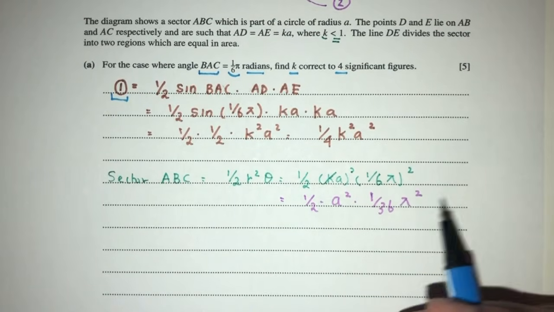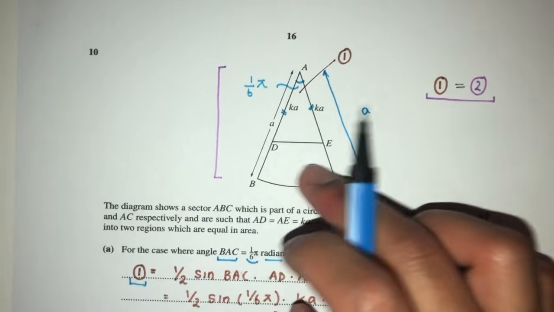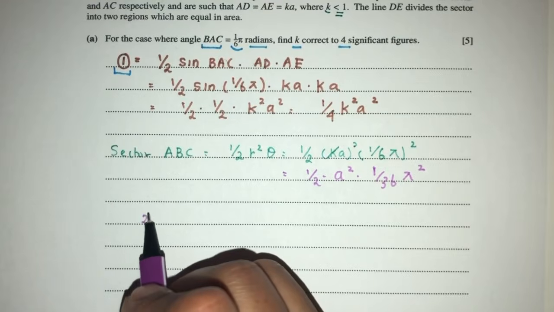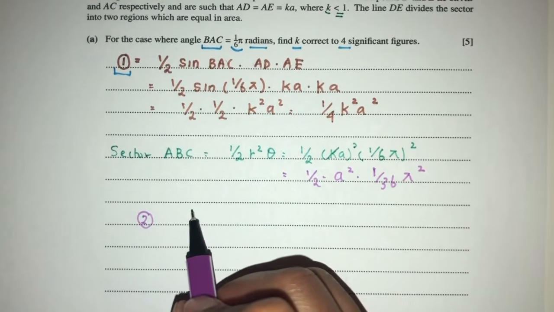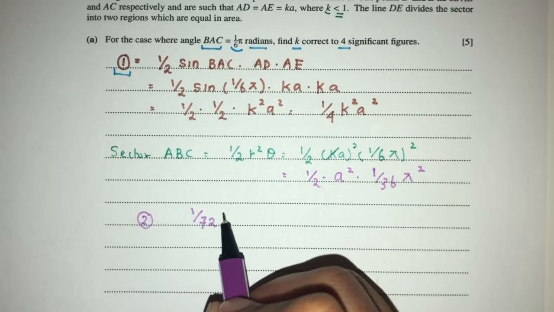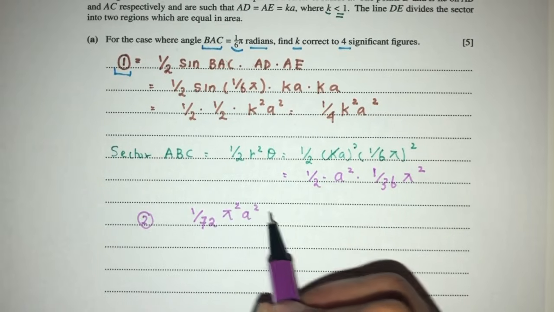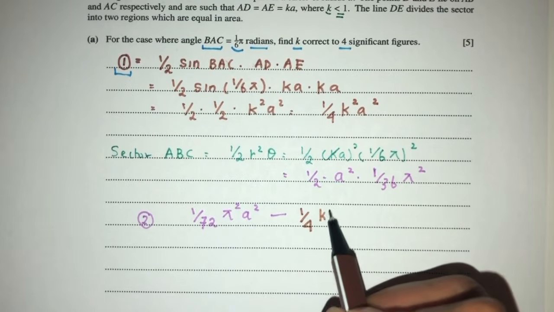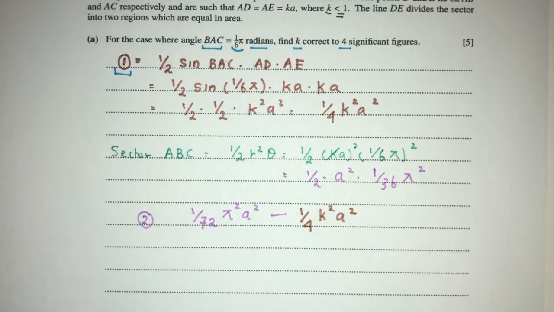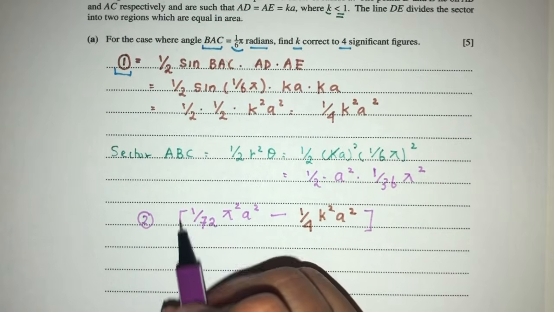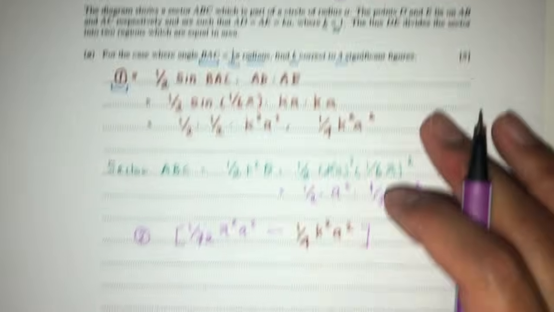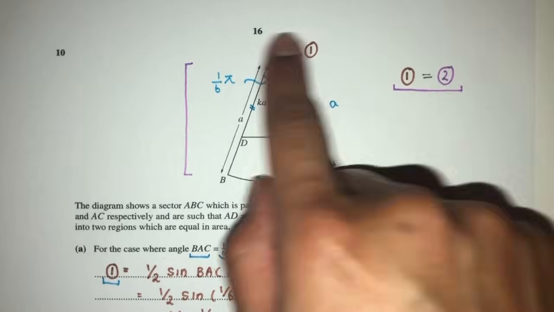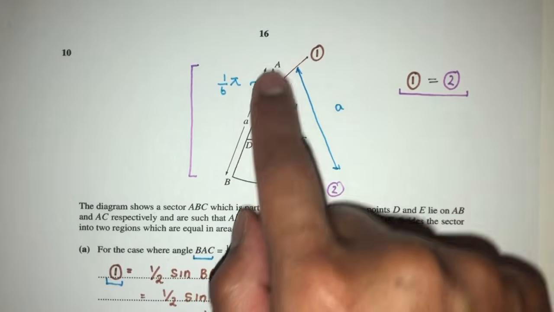Now let's move on. We have to find the area of number 2. As we have seen, area number 2 according to the diagram has to be the whole thing, which will be 1 over 72 pi square A square, minus area of number 1, which is 1 over 4 K square A square. That is my area number 2. If that makes sense, right? So let's have a look one more time. To find this area number 2, which is this small part, we take the whole thing, everything, minus the top part, which is number 1.